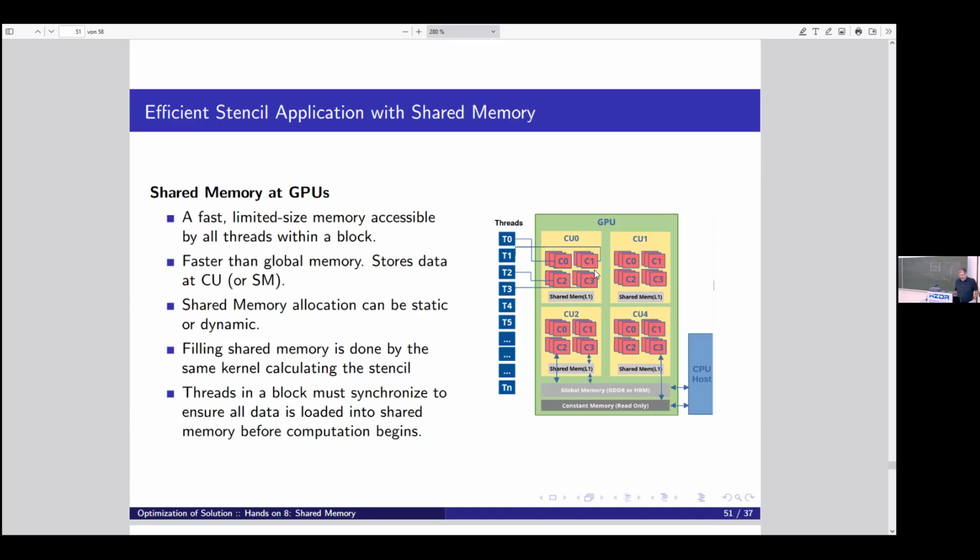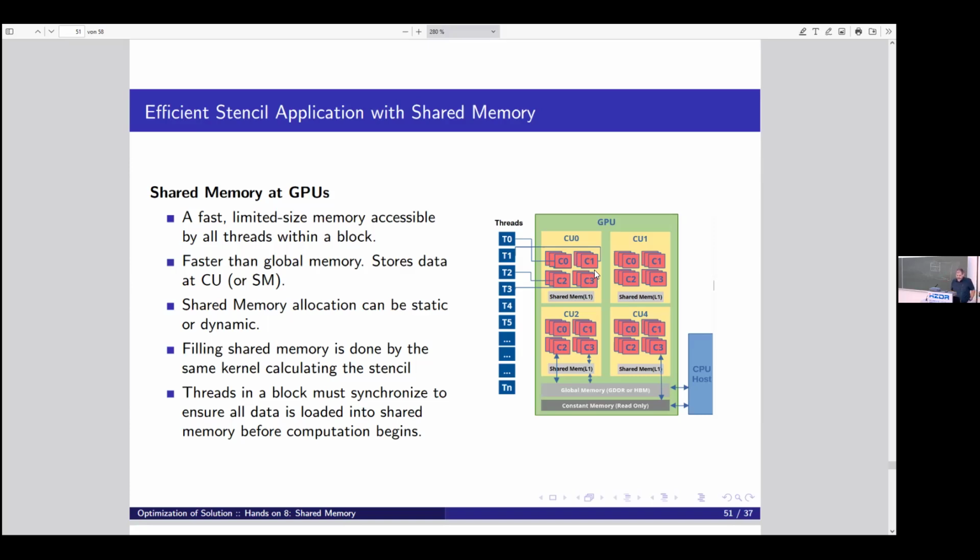Filling shared memory is done by the same kernel calculating the stencil. In our example, we are using global memory, and we first copy to global memory. We never allocated shared memory. Filling shared memory can be done by a block itself. Then the block continues using the shared memory that it allocated. That is important to understand.